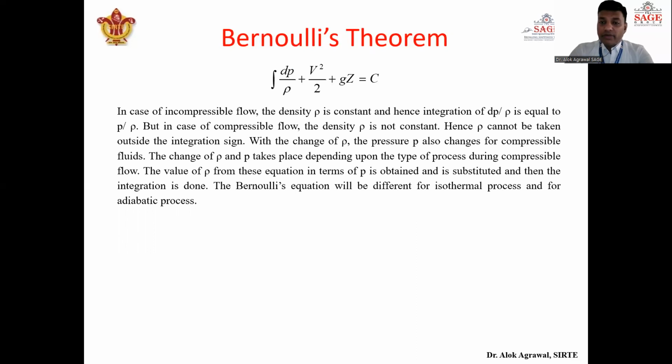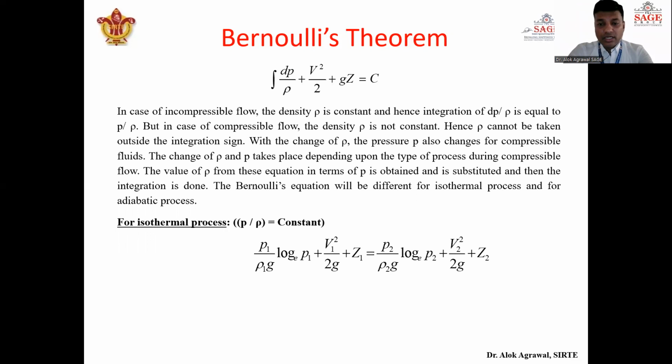So here we have to consider two cases, okay? Because compressible flow is there, so we have to involve thermodynamics here. So there can be two processes. The first one is isothermal process, and the second one is adiabatic process. So for isothermal process, we know that P by rho is equal to constant. So by substituting this, we will get a Bernoulli's equation like this: P1 by rho1 g log P1 plus V1 square by 2g plus Z1 is equal to P2 by rho g log P2 plus V2 square by 2g plus Z2. Similarly, for adiabatic process, P by rho to the power K is constant.